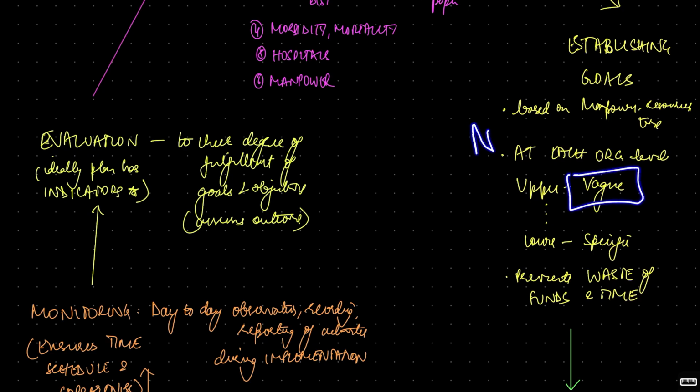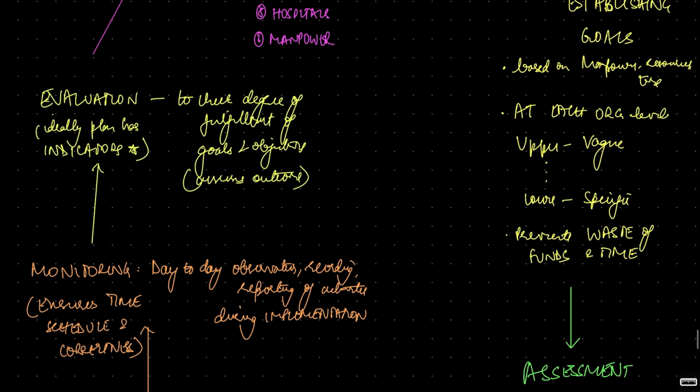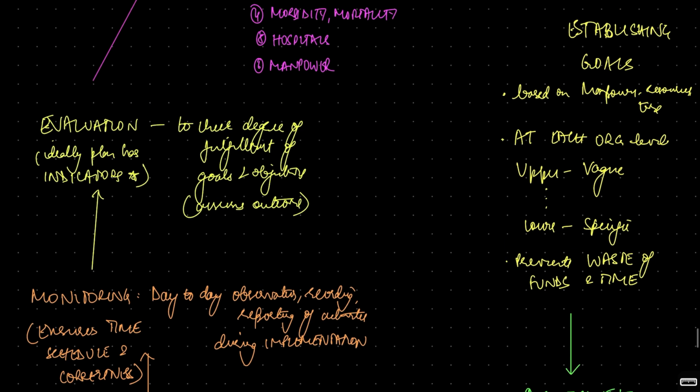For example, at national level, you'll have just a goal like overall implementation of program, whereas at community level, at village level, you'll have like a screening test, you'll have to do these many number of tests, all that stuff. The goals are more specific. The main point of having goals is to prevent the wastage of funds and time. If you don't have goals, what are you even doing? Like, you're just randomly wasting time, wasting funds, simply doing, there's no systematic structure. So that is why you have goals at each organization level.